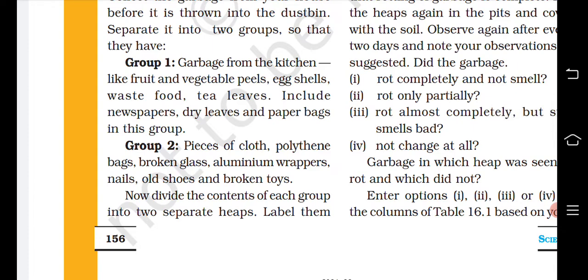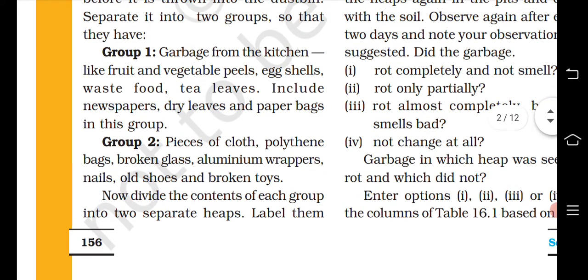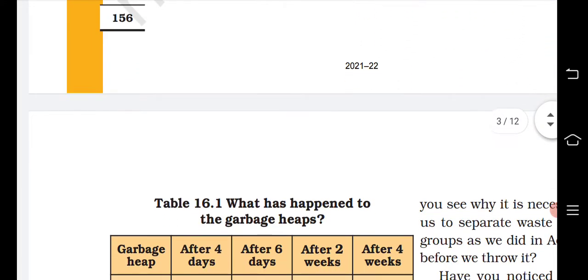Now I am discussing two types of garbage. Some garbage like vegetable peels, eggshells, waste food, tea leaves, newspaper, dry leaves, paper bags can be decomposed by some microorganisms. They can mix with soil. On the other hand, there are some garbage like pieces of cloth, polythene bags, broken glass, aluminium wrappers, old shoes, broken toys that cannot be decomposed by microorganisms into soil. So there are two types of garbage. One is biodegradable garbage and another is non-biodegradable garbage.